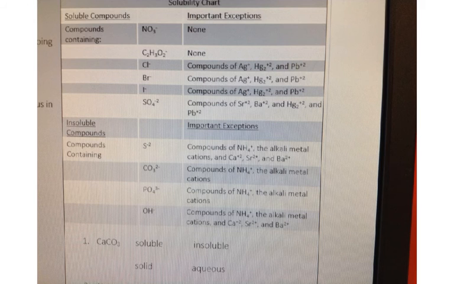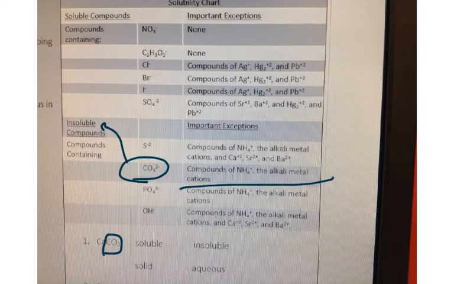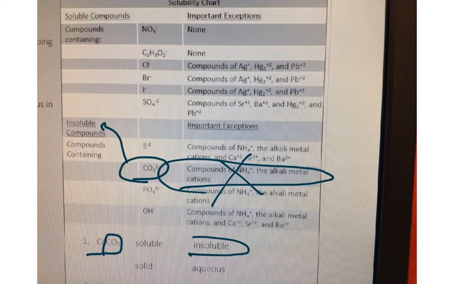All right, so let's try to use this chart for CaCO3. I'm going to look at the anion, which is CO3, and find it on my solubility chart. CO3 is right here. CO3 always is going to be insoluble except when it's partnered with ammonium and alkali metals. In this case, calcium is not an alkali metal. It is an alkaline earth metal, so therefore it is not an exception, so it will follow the general trend of being insoluble.